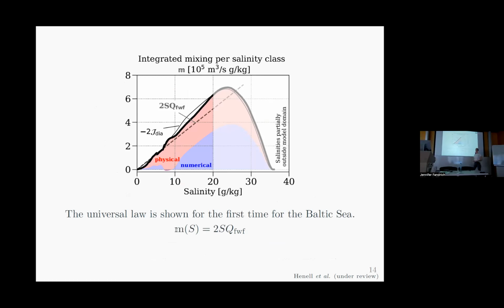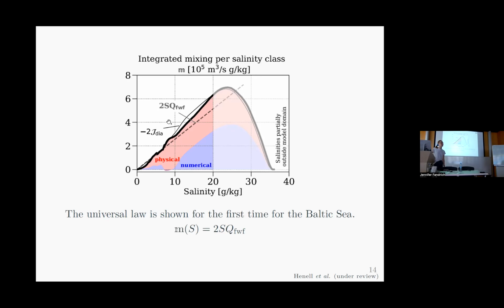Okay. So now we're looking at the integrated mixing for salinity class. So this, let's say the weird M here. So we have it here, the value along the salinity axis. And we have a lot of things in the same figure, but let's just focus on the thick black line. And that is the mixing that we actually calculate in our model. And it follows the so-called universal law of estuarine mixing, which you can see down here, this formula, quite well. So this is the gray line that we see here.